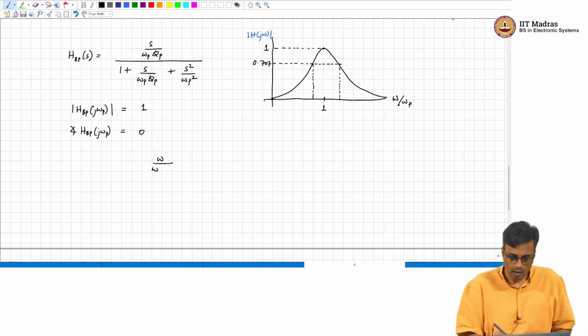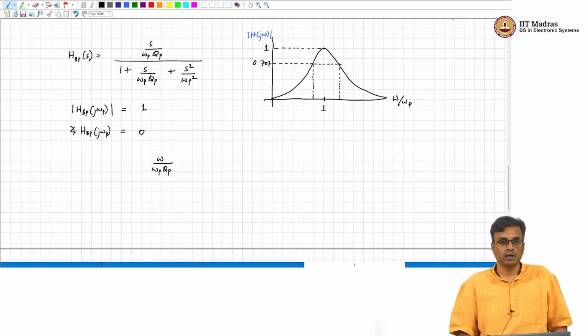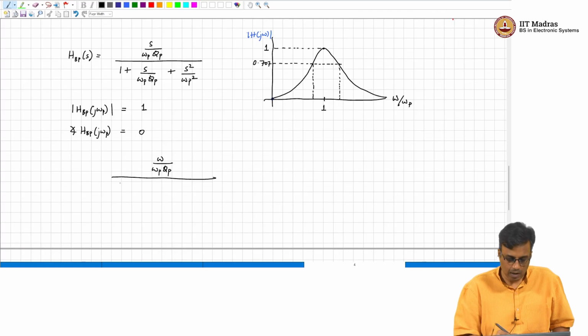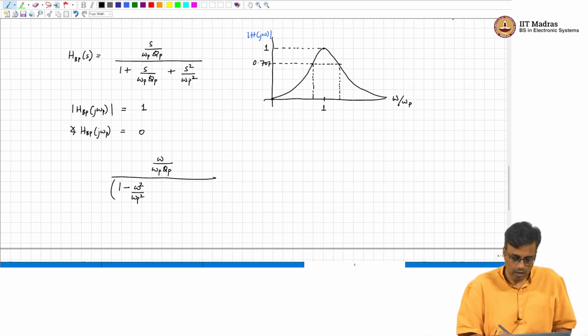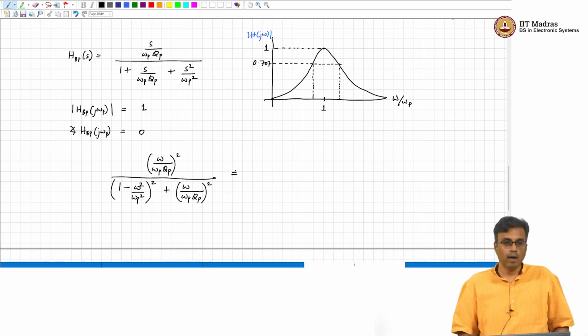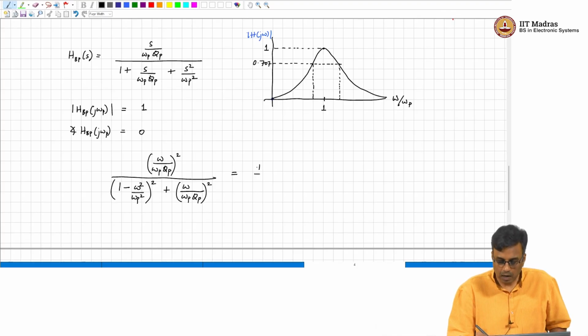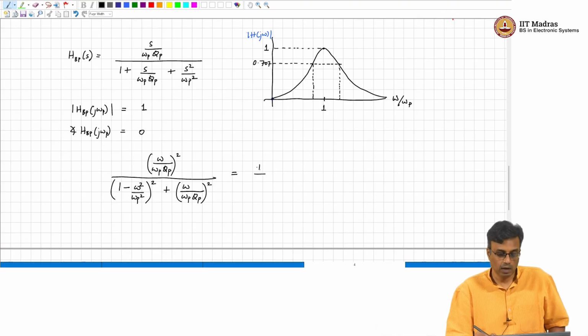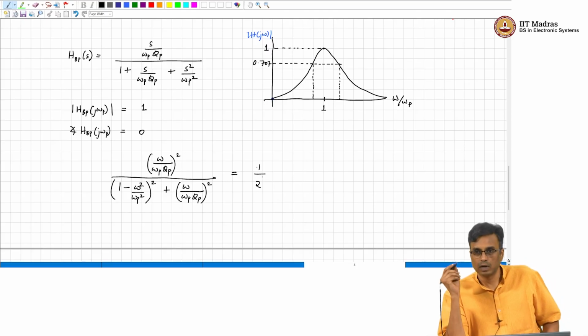Omega over omega p Qp is the magnitude of the numerator, divided by 1 minus omega square over omega p square, the whole square. So let's do the square magnitude. Omega over omega p Qp, the whole square, plus the other term, must be equal to, think carefully, 1 by 2, the squared magnitude.